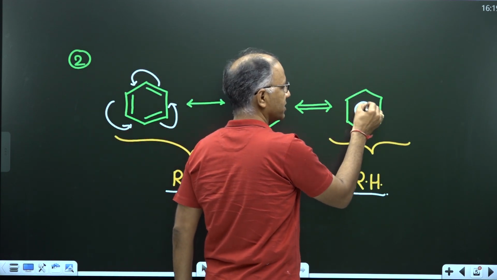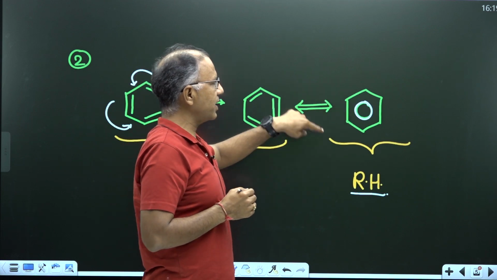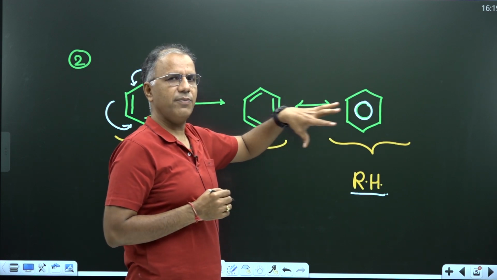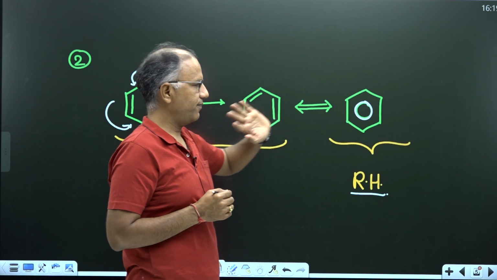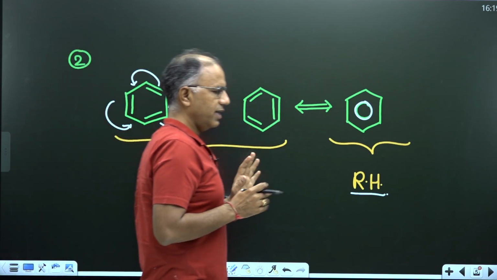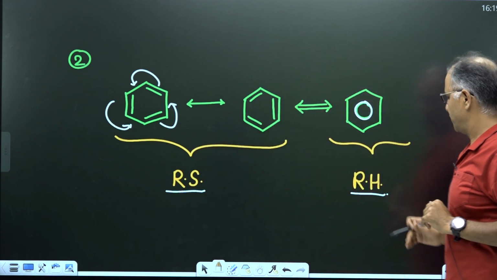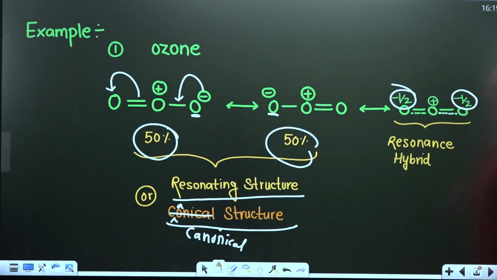What is the meaning of the circle? The circle represents that the pi bond can be in between any carbon-carbon sigma bond. They are not fixed. They can be found in between any carbon-carbon bond. Got it? So, these are resonating structures. This is the resonance hybrid. In this case, the resonating structures are neutral, therefore the hybrid will be neutral. Now, again come back to ozone.